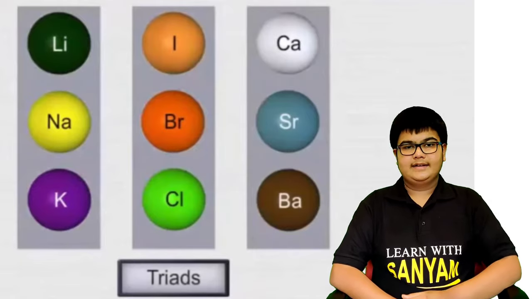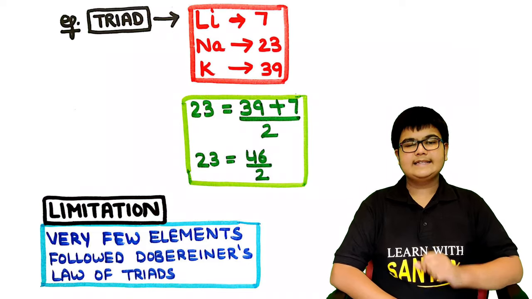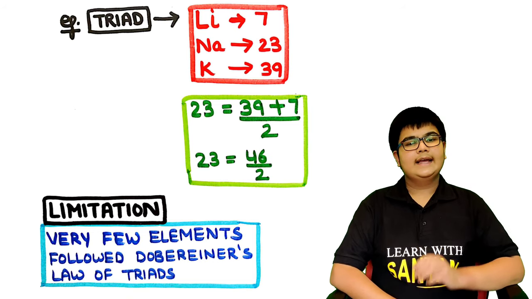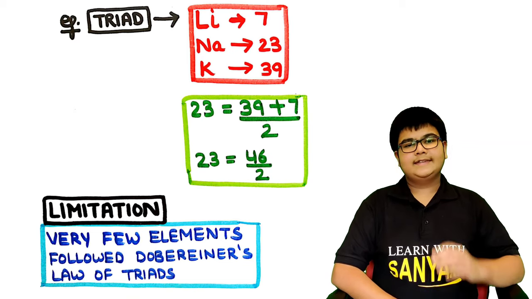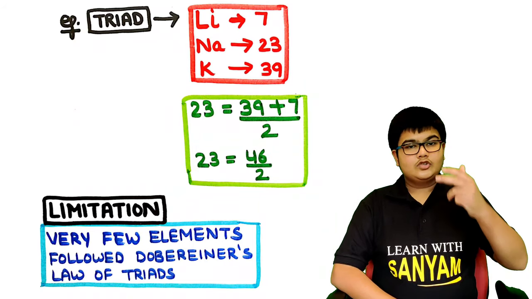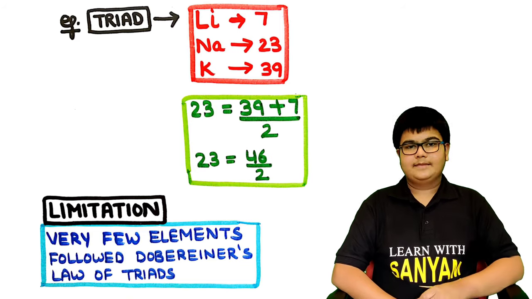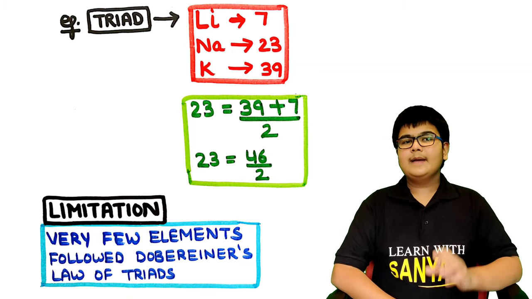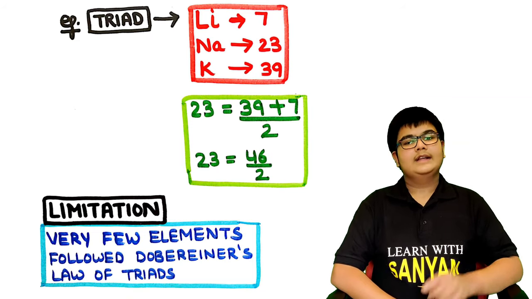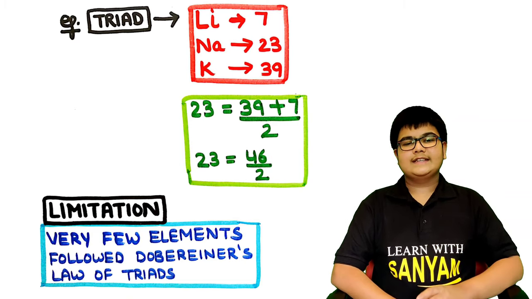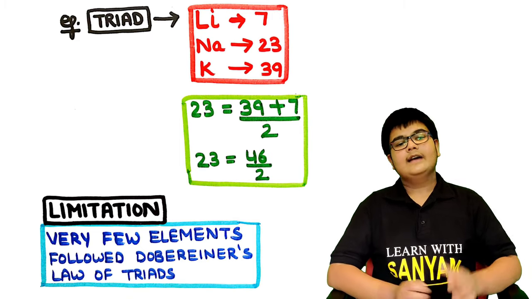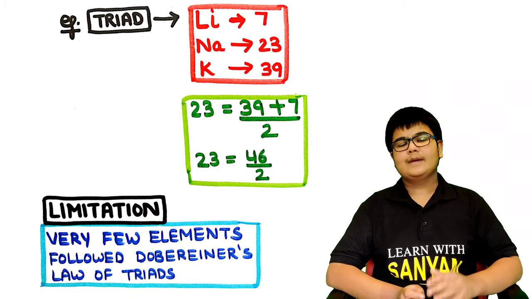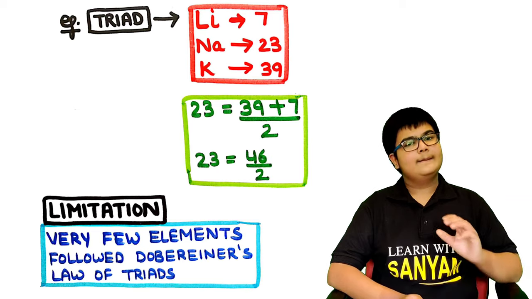Now let's take one such triad and that is lithium, sodium and potassium, that is Li, Na and K. Atomic weight of lithium is 7, of sodium is 23 and of potassium is 39. Let's see whether the law of triads is applicable for this or not. The middle element is sodium, that is Na, and its atomic weight is 23. So atomic weight of sodium should be equal to the mean of atomic weights of lithium and potassium. That is, 23 must be equal to (39 plus 7) by 2. If you solve this, 39 plus 7 is 46 and 46 by 2 is 23. So both the sides of the equation are the same. This means that the atomic weight of sodium is equal to the mean of atomic weights of lithium and potassium.